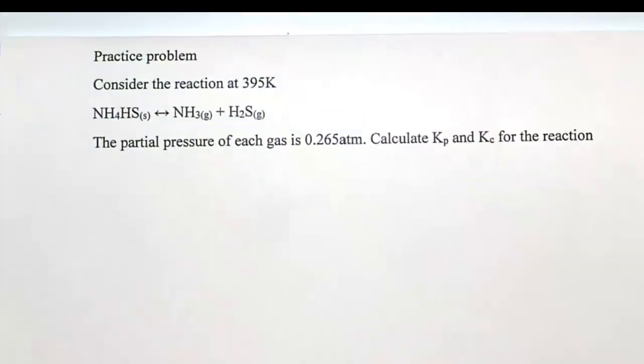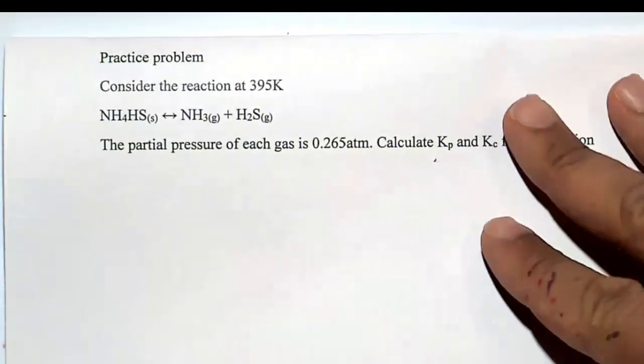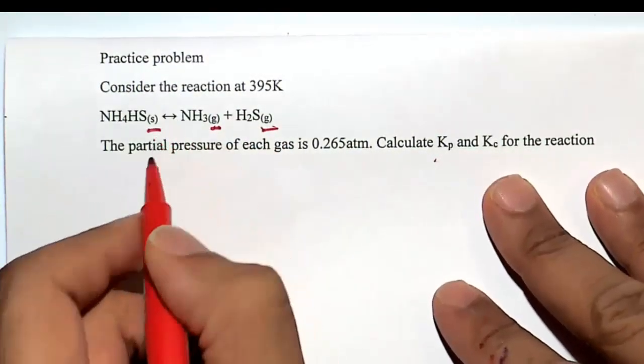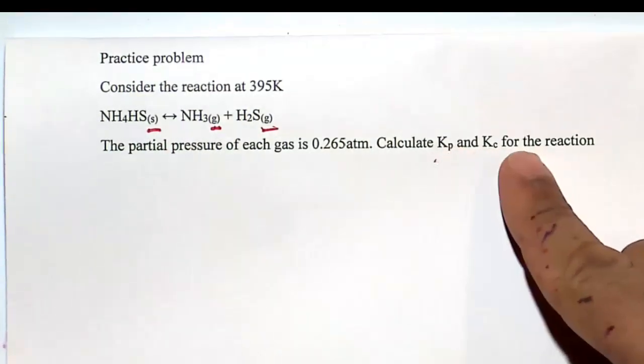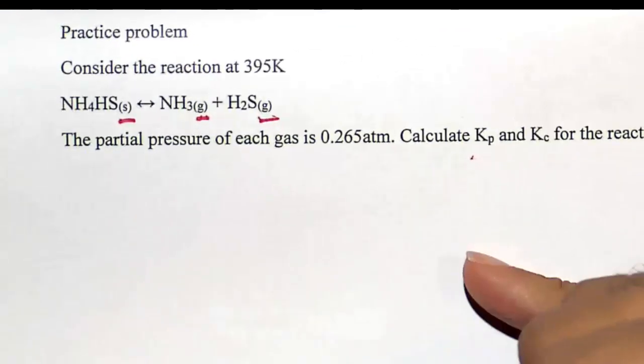So looking at this problem here, we're having this equation. It's balanced, and the partial pressure of each gas is 0.265 atmospheres, and the reaction is being conducted at 395 temperature. Don't forget, this is quoted at a specific temperature, Kp and Kc. So anytime we have gases, that means we either could have a Kp for the reaction or we can have a Kc for the reaction. So let's do both here according to our equation.